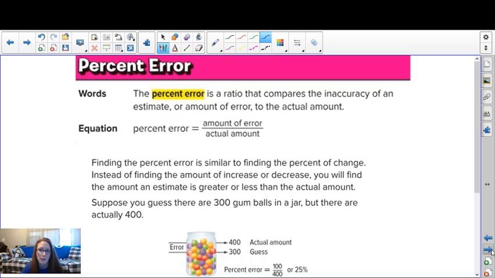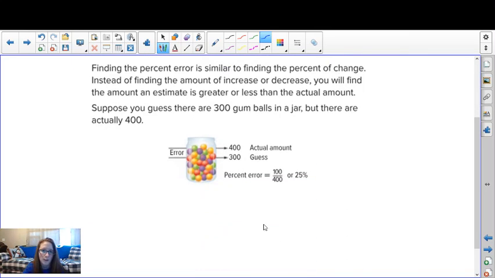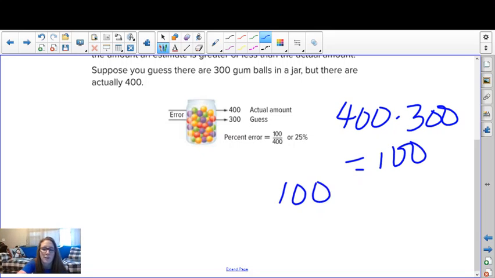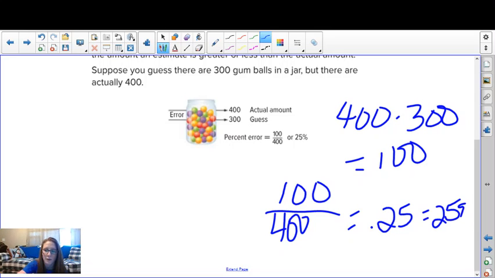All right, percent error. The percent error is a ratio that compares the inaccuracy of an estimate or amount of error to the actual amount. If you're finding a percent error, it's very similar to percent change. The only difference is I'm going to say the word error instead. So say you are talking about gumballs, and you say that there's about 300 in here, but there are actually 400. You still take that change, so we're going to take that 400 minus the 300. That gives me 100. So the difference is 100, still divided by the original, or in this case, the actual amount. Technically, your original guess was 300, but because we're going to divide by the actual, we're going to divide by 400, which gives me 0.25, which is 25%, and that's going to be a 25% error.